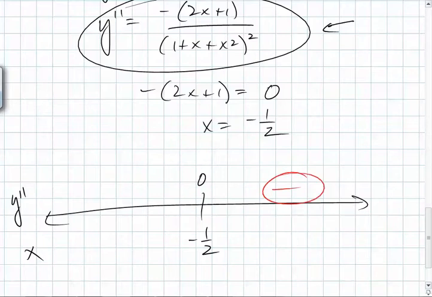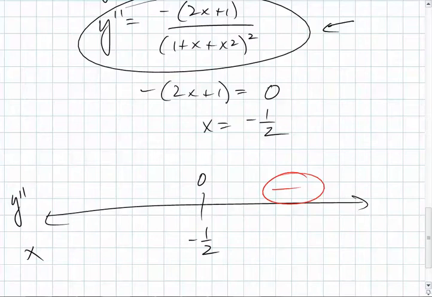Negative. Just because this is negative, does that mean the other side has to be positive? No. Concavity could be negative and then 0 and then negative again. That is possible. Absolutely. So what do we plug in? What's an easy value to the left of -1/2? Yeah, be careful. This is always positive, right? Denominator is always positive.